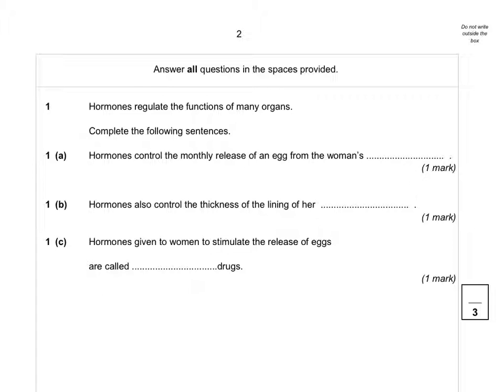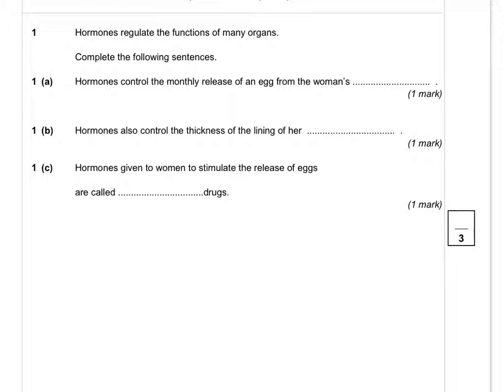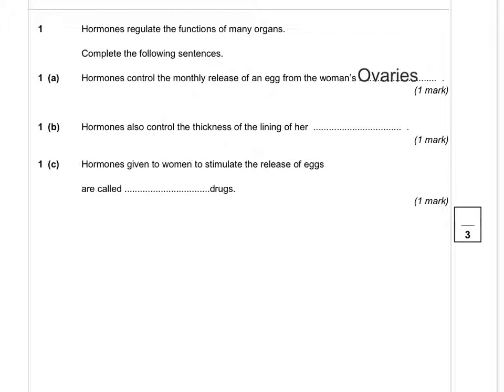It says hormones regulate the functions of many organs. Complete the following sentences. Hormones control the monthly release of an egg from the woman's, we should have ovaries for that one, so ovaries or ovary would be accepted. Hormones also control the thickness of the lining of her, and for that one it will either accept uterus or womb. For that one it will allow either of the words.